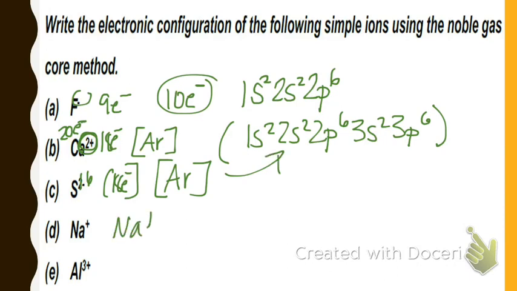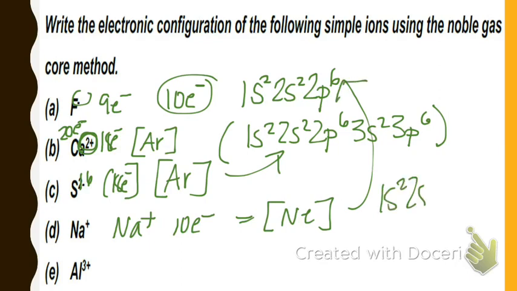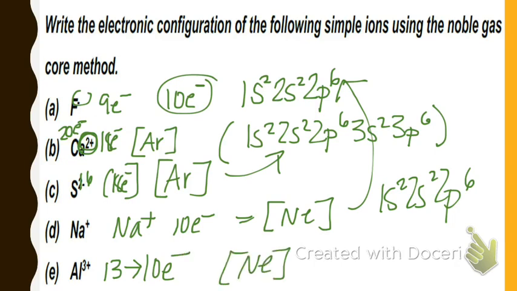Sodium plus means I gave away an electron, so I only have 10 electrons. It's going to have the same as neon, which is the same as this right here, 1s2, 2s2, 2p6. And then aluminum is 3+, so aluminum normally has 13, but it's going to drop down to 10 electrons, which, guess what? Same configuration as neon, which is 1s2, 2s2, 2p6. These things, and we'll see this again, are said to be isoelectronic.